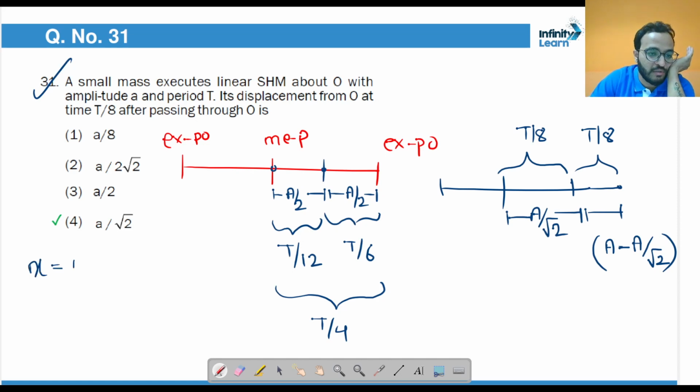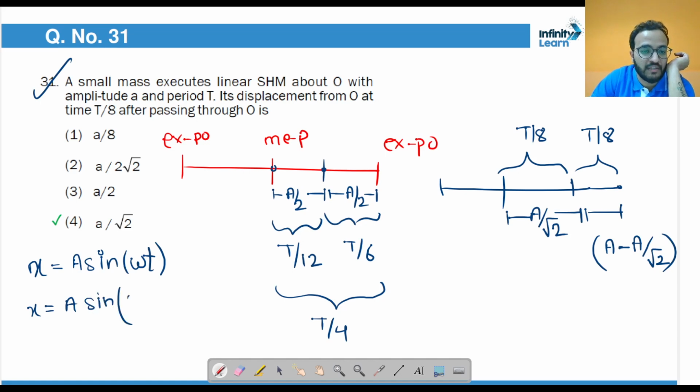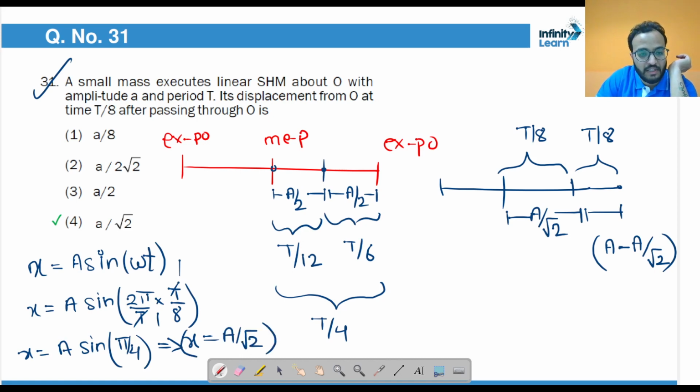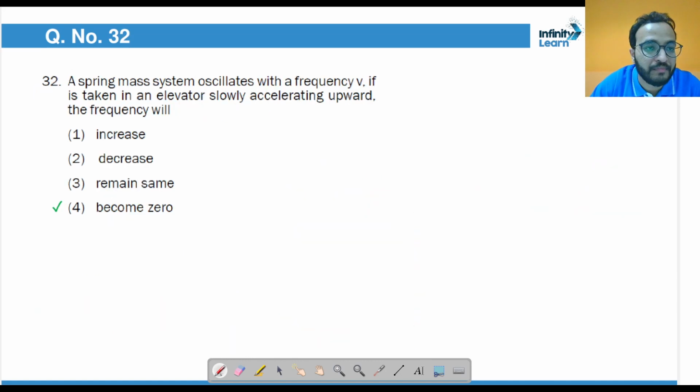You can say x is equal to a sine omega t, starting from 0, so phi is 0. Omega is 2 pi upon time period, and the time is t by 8. You put it like this, so it will be pi by 4. So x is equal to a sine pi by 4, and sine pi by 4 is 1 by root 2, so x is equal to a by root 2. Either you can do this, but it is better if you remember this data because it is really important data. Okay, it's up to you.